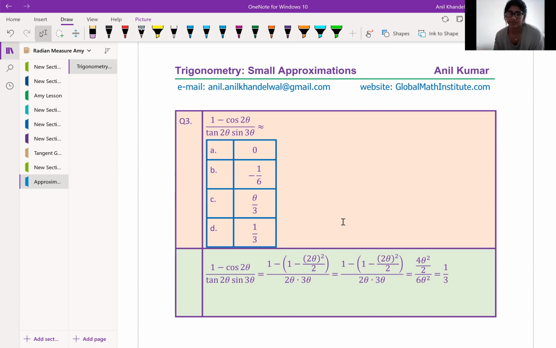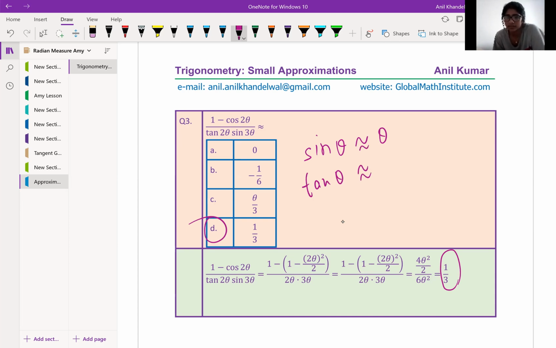But the part which you wanted to know is this, which directly from the formula is so simple. In this case, I've just shown you the calculations. 1 minus cos 2 theta over tan 2 theta sine 3 theta really means 1 minus 2 theta whole square divided by 2, divided by 2 theta times 3 theta as we did, and you get the result 1 over 3, and that is the right answer. Clear? Simple. Remember that when we are approximating, sine theta is approximately equal to theta, tan theta is approximately equal to theta, and cos theta is approximately equal to 1 minus theta square by 2.